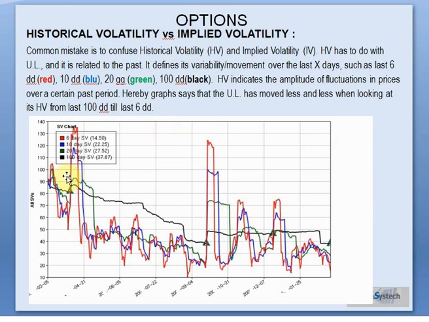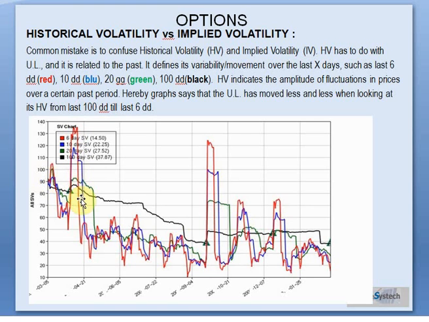In this graph here, you see indicated different historical volatility for the different last X days, 6, 10, 20, 100. In a sense, from an intuitive point of view, the historical volatility tells me how the price has moved in the past. And to be more precise, it indicates the amplitude of fluctuation in prices over a certain past period, 6, 10, 20, 100.